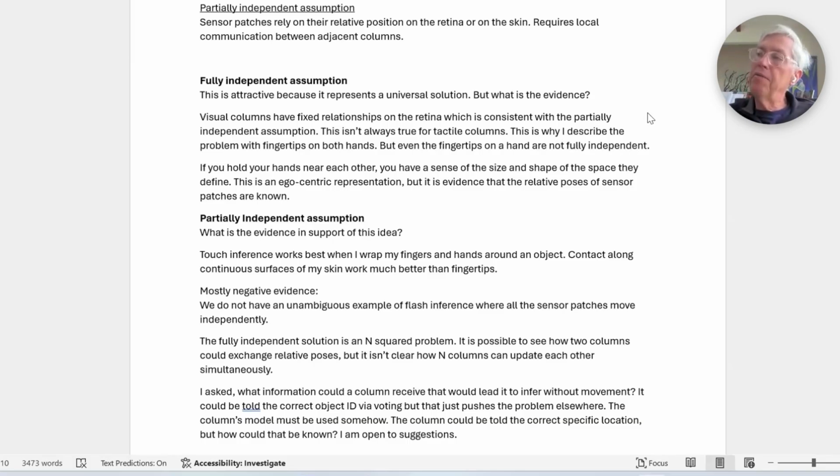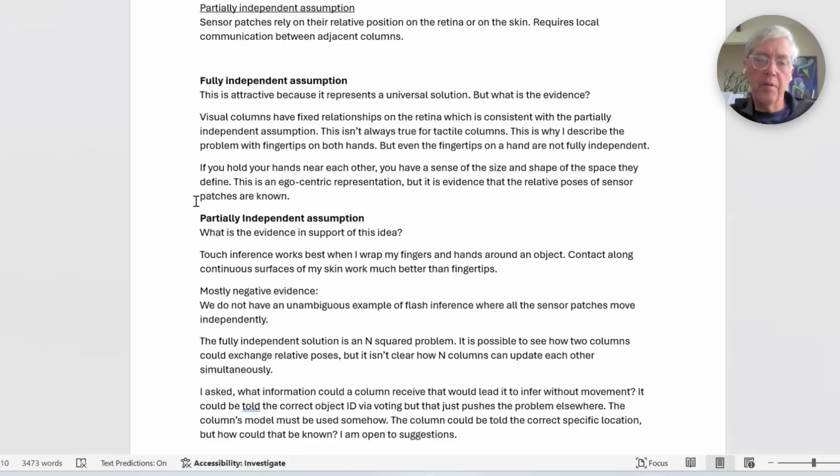So to prove that there had to be a fully independent solution, meaning a solution that could work at any set of poses of sensor patches, I had to come up with an example that didn't require some relative positions. The retina didn't fit that requirement, and most of the skin didn't fit that requirement either. So you follow me so far on this? Yeah. Okay. I can't see you, so might as well just say yes. But I never felt totally comfortable with that either.